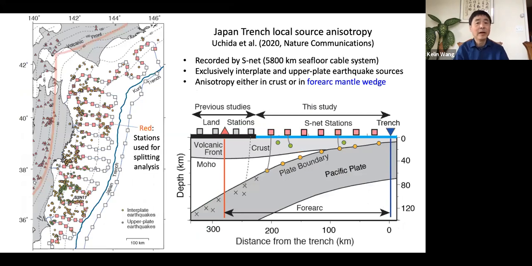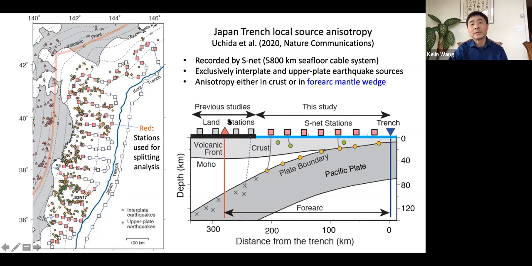And Japan Trench, after the 2011 Tohoku earthquake, they installed a very large seafloor cable system with numerous seismometers. And all these red squares you see on the screen, these are the seismometers that recorded the signal used in the present shear wave splitting study, and a lot of data.